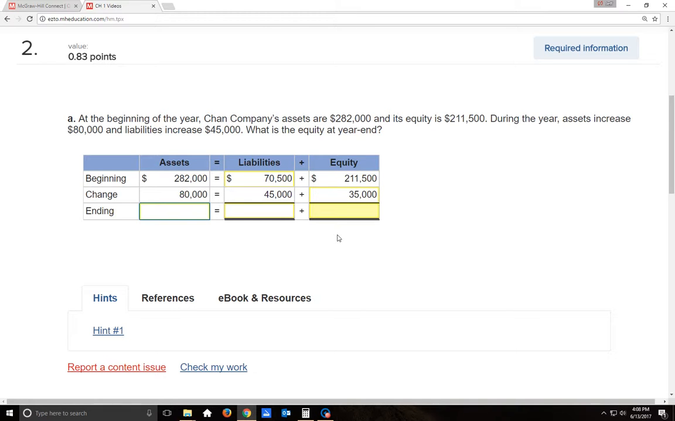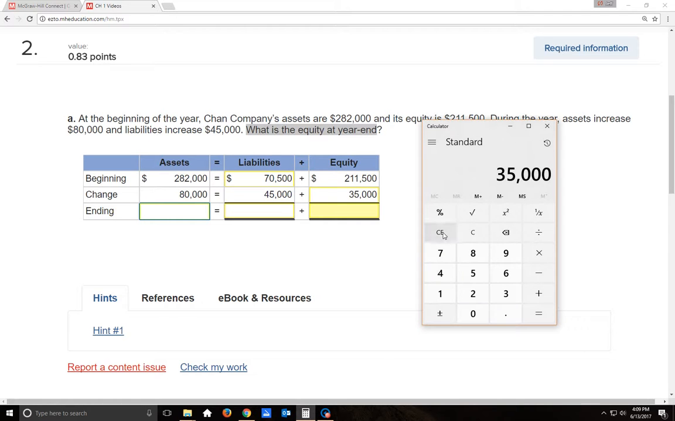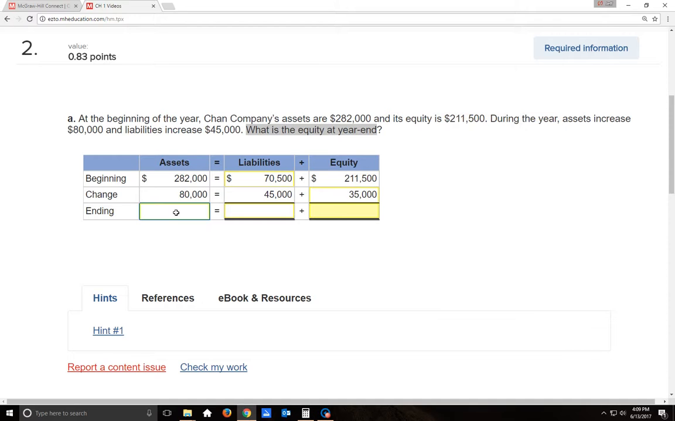So finally then, to solve what the balance sheet equation would have looked like at the end of the year and to specifically answer the question, what is the equity at year end, we can now take the beginning, add or subtract the changes to determine what the ending balance sheet account amounts were. Assets of $282,000, short for $282,000, plus 80, short for $80,000, means that assets at year end had to have been $362,000.